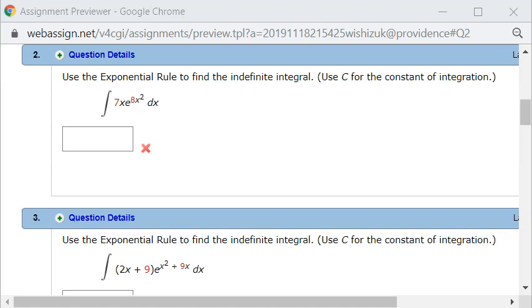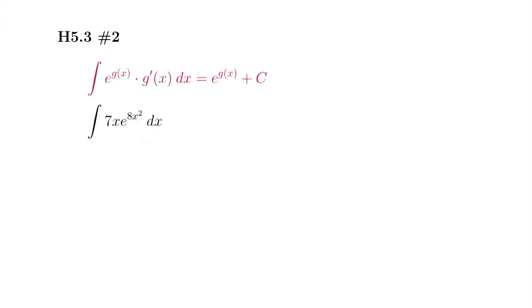All right, let's look at homework 5.3, problem number 2. Let's evaluate this integral here. I'm going to use the general exponential rule.